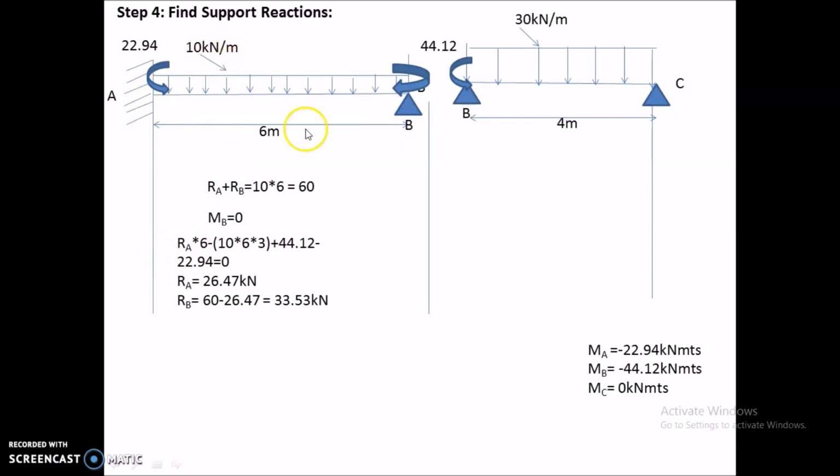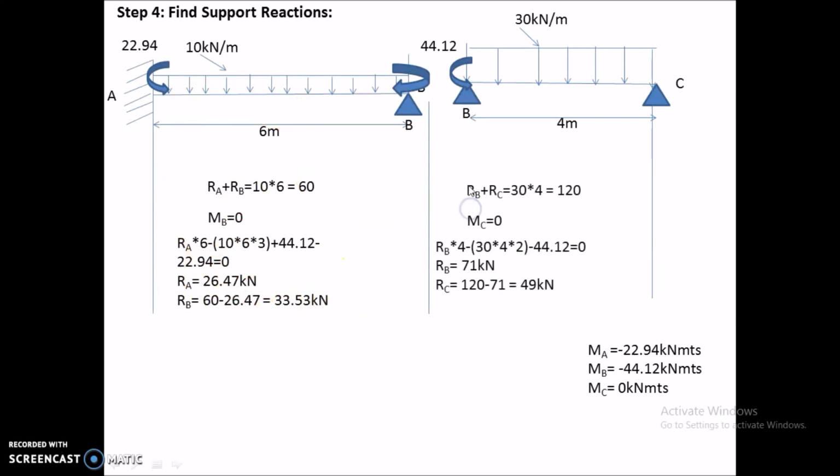Coming to this 10 into 6 into 3 will be my moment acting here, and since it is acting left side anti-clockwise, it will be negative. And coming to this 44.12, it will be positive, and coming to this 22.94, it is left side anti-clockwise moment, so it will be negative, which is equal to 0. So by solving this, we will get RA as 26.47 kilonewtons, and by substituting this RA value in this equation, that is RB is equal to 60 minus 26.47, we will get RB value as 33.53 kilonewtons.